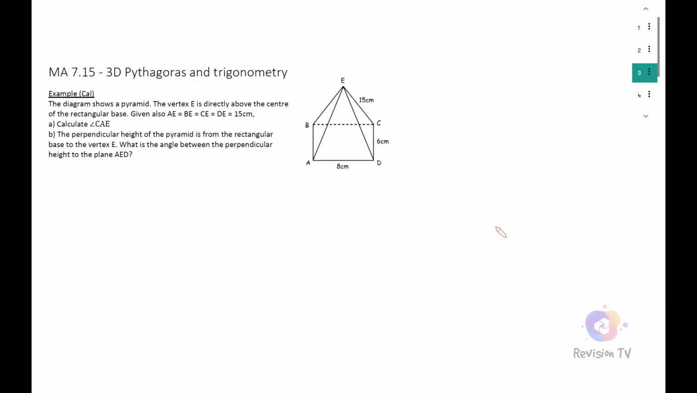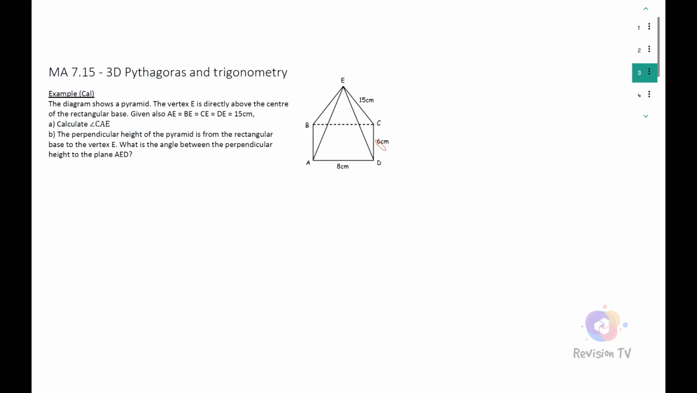Next example, we're going to look at a pyramid. So the 3D Pythagorean trick doesn't always just apply to a cuboid. Easier question, yes, but a harder question, probably not. So the diagram shows a pyramid. The vertex means the corner, the point E is directly above the center of the rectangular base. Given also AE equals BE equals CE equals DE, which is 15 centimeters.